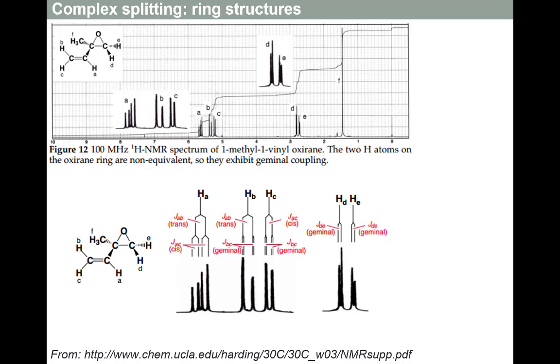Ring structures also will sometimes show us complex splitting based on the rigidity of the ring. And so here's another example. These were taken from a little bit more advanced group, but I wanted to just show you some examples of what this looks like. So again, everything is labeled out here. We've got complex splitting happening on actually most of these positions.